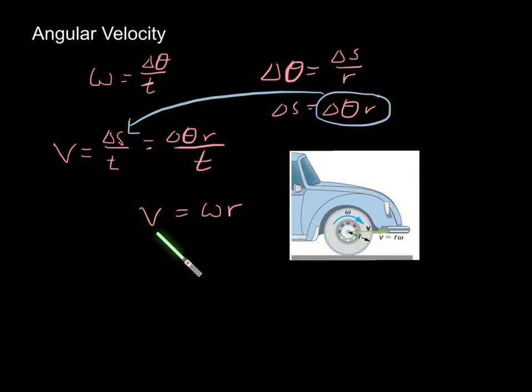Or, flip side, if we know V, we can figure out how fast those wheels have to spin in order to get that certain velocity. So if you're going 30 miles an hour, you could figure out how many rotations per second your wheel needs to make in order to get you to that speed.